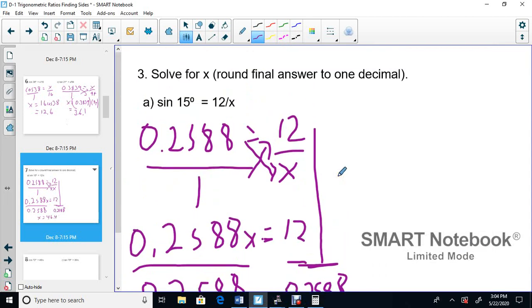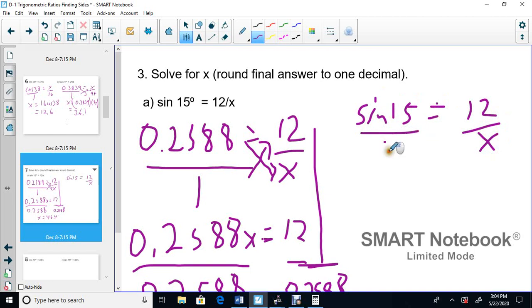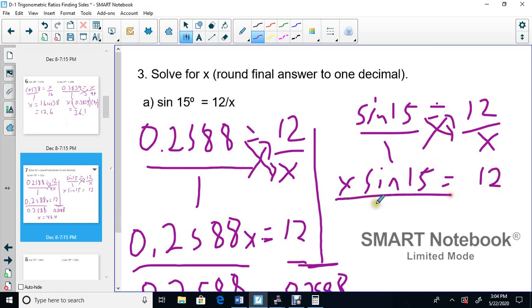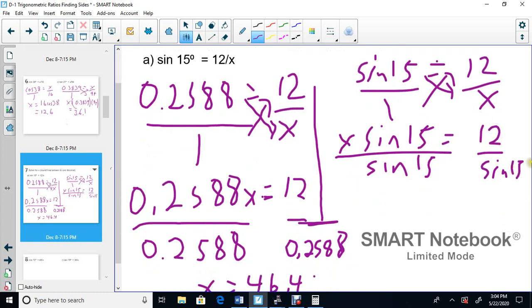Now I'm going to do method 2. I'm going to do the same thing. I'm going to do sine of 15 equals 12 over x. I'm going to put it over 1 and we'll cross multiply. So you get x sine of 15 equaling 12. Then we divide both sides by sine of 15, as opposed to a number. Then we put 12 divided by sine of 15 in the calculator.